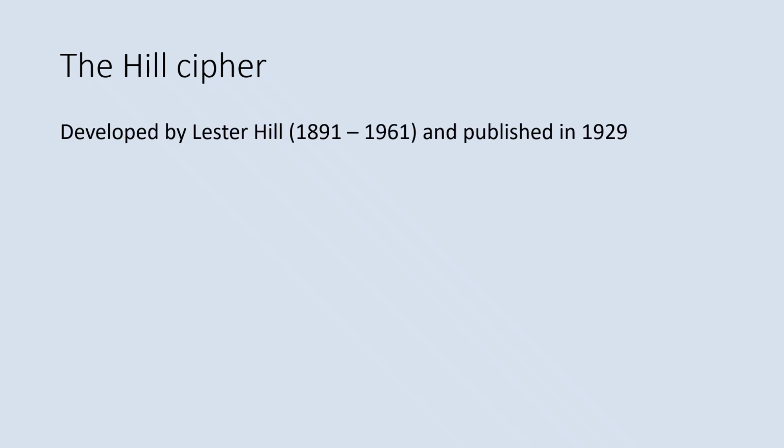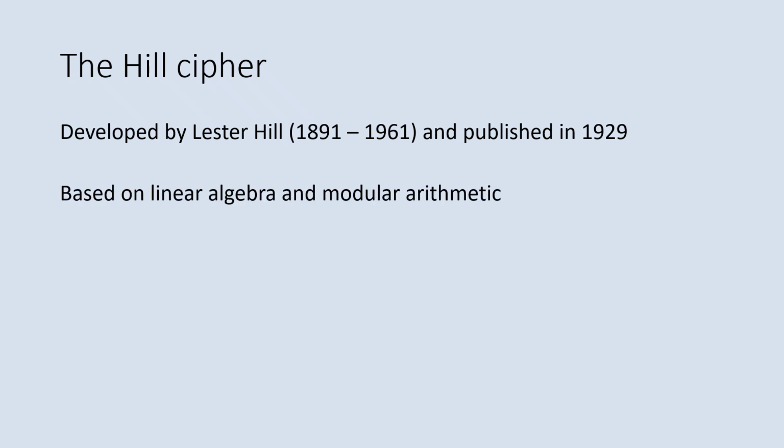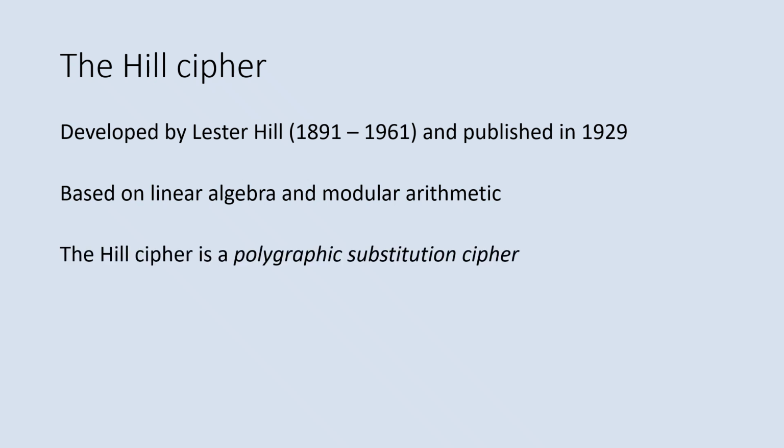So let's take a look at the Hill cipher. The Hill cipher was developed by Lester Hill in the late 1920s. It was published in 1929. It's based on linear algebra and modular arithmetic. It's what's known as a polygraphic substitution cipher.